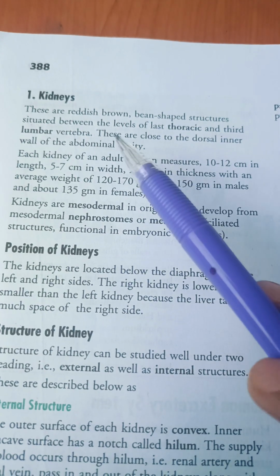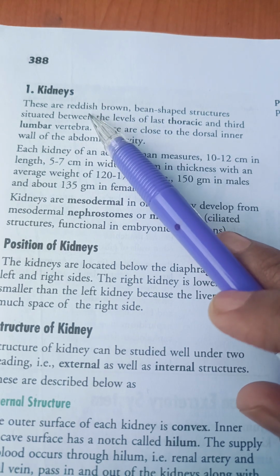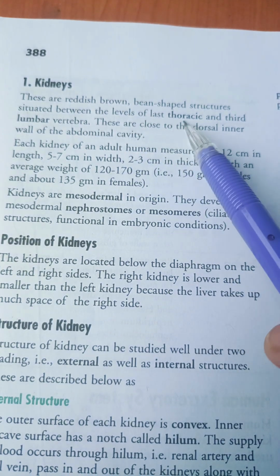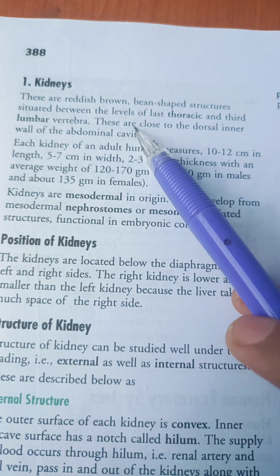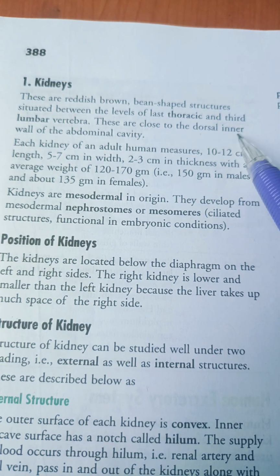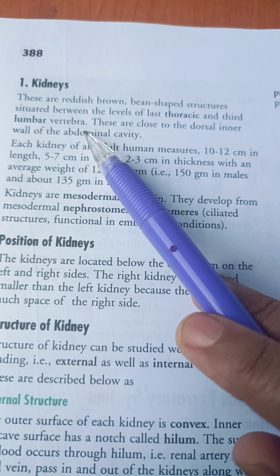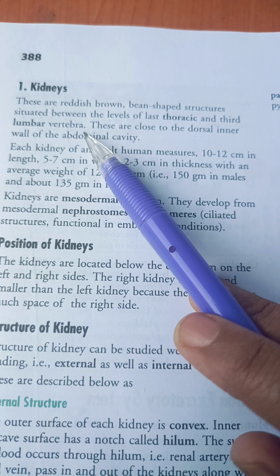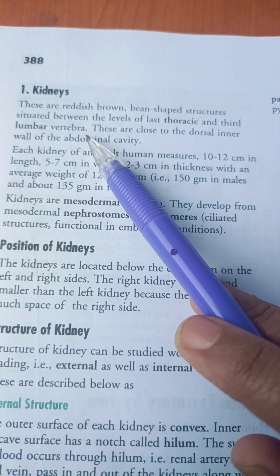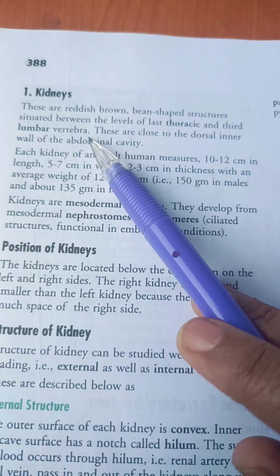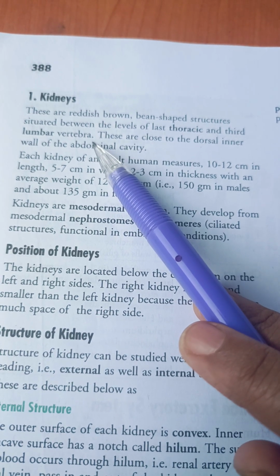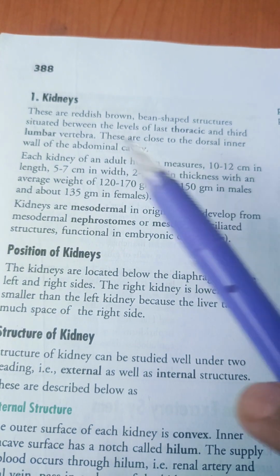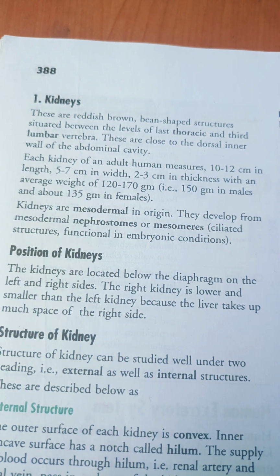Now we will see the organs one by one. First, the kidneys, which are the main part of excretion. These are reddish brown, bean-shaped structures situated between the levels of the last thoracic and third lumbar vertebrae. If you stand like Vittal, keeping your hands on your waist, where your fingers point, the kidneys are situated beneath it. These are close to the dorsal inner wall of the abdominal cavity.